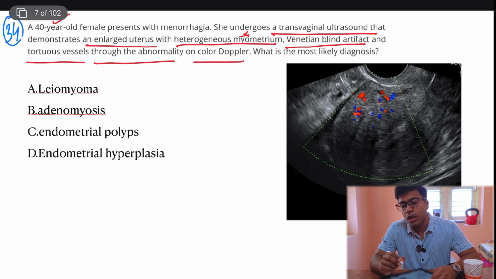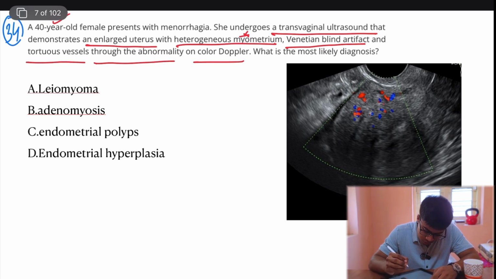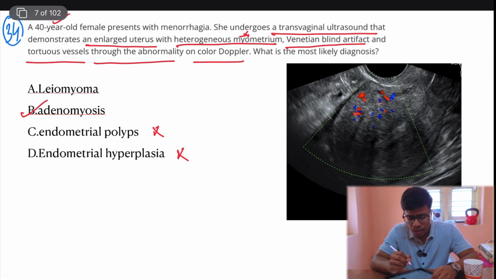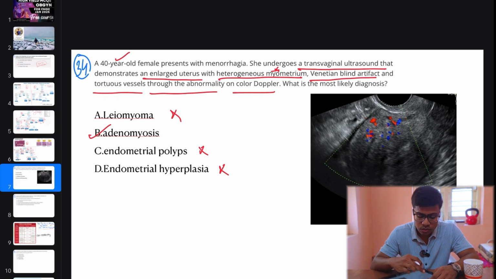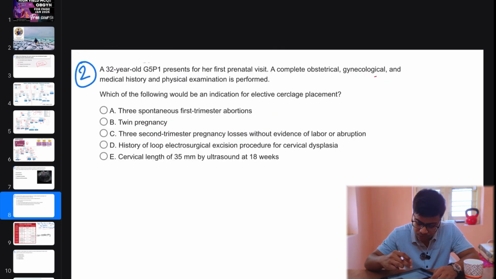Heterogeneous myometrium, in which case do we see it? In adenomyosis. So in leiomyoma, no. In adenomyosis, yes. Endometrial polyp, no, because there is no polypoid mass or anything given. Endometrial hyperplasia, no. In that case, something else should be given. Leiomyoma, no. So adenomyosis is the easy answer. From that table you can solve this question easily.